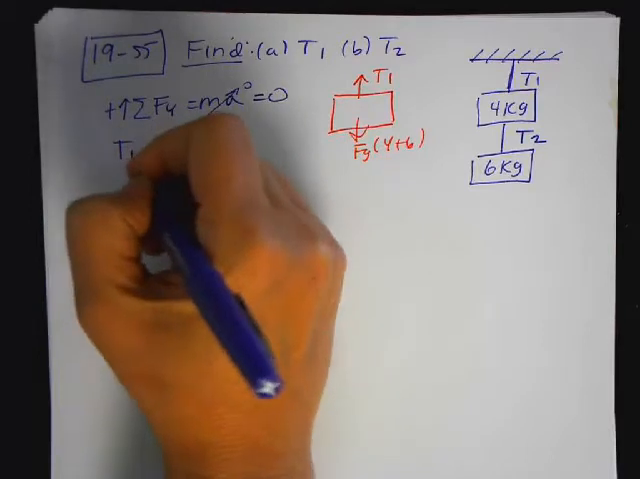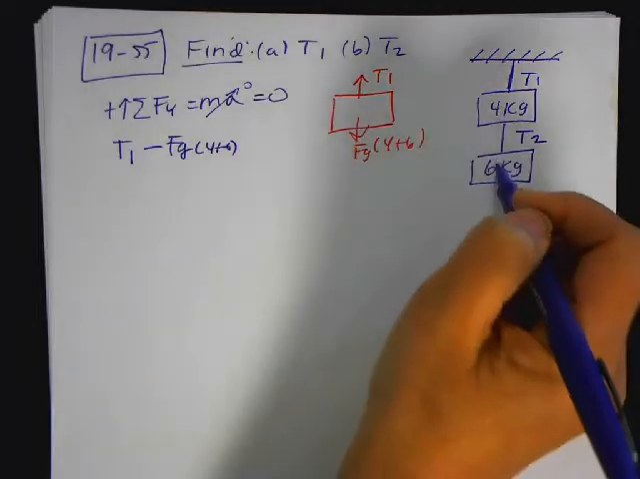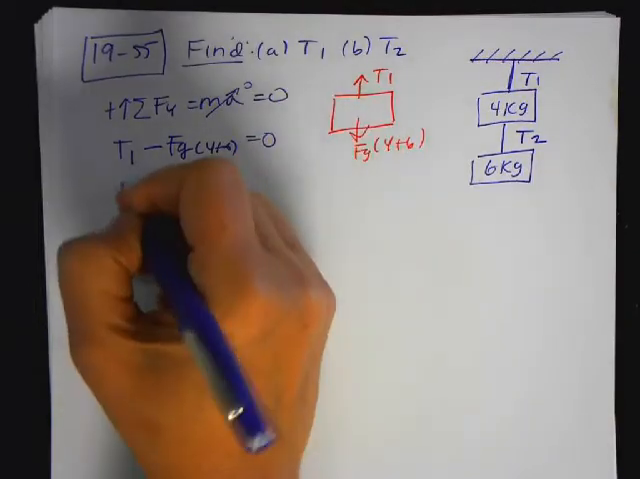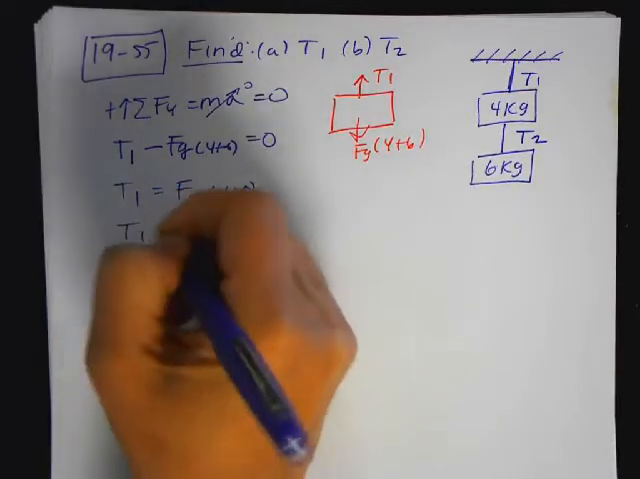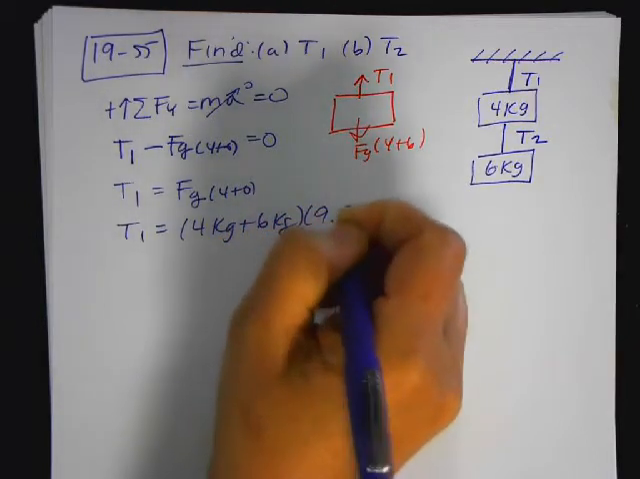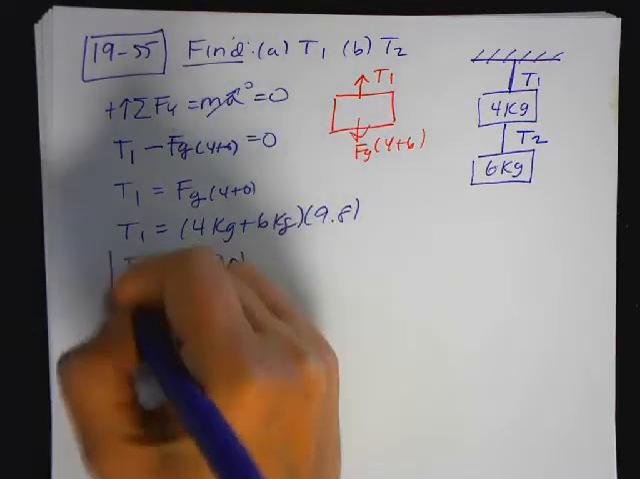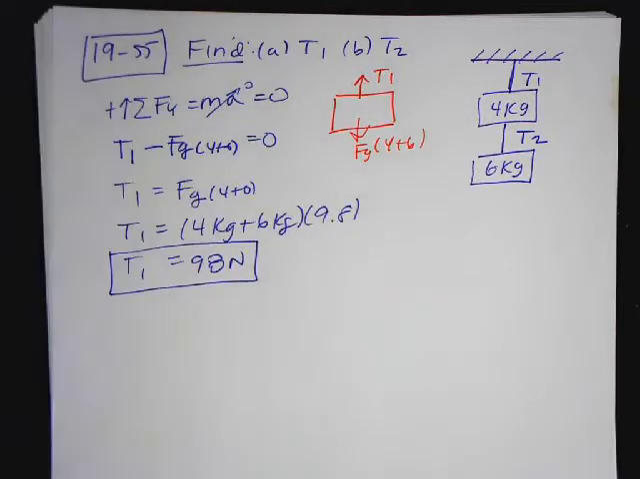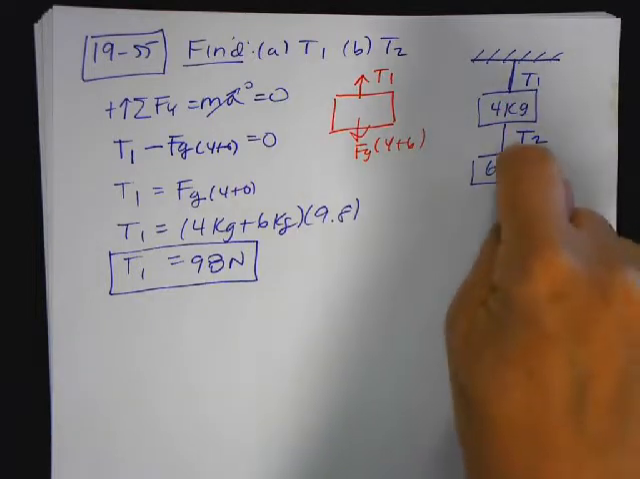So T1 minus the weight, which is the 4 plus the 6, because I have to take into account this, is equal to 0. So T1 is equal to Fg 4 plus 6. So T1 is equal to 4 kilograms plus 6 kilograms times 9.8. So 10 times 9.8 comes out to be 98. Now remember, that's the free body diagram. I have this string, and then I have the weight, but I also have to consider the weight of that.